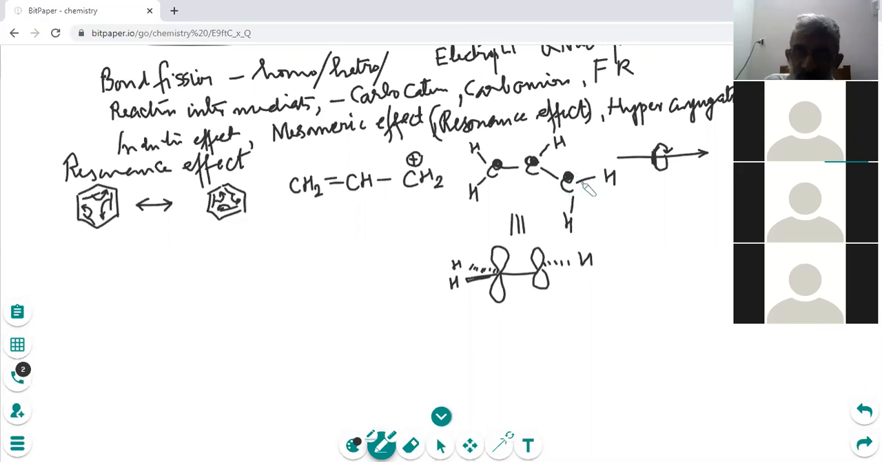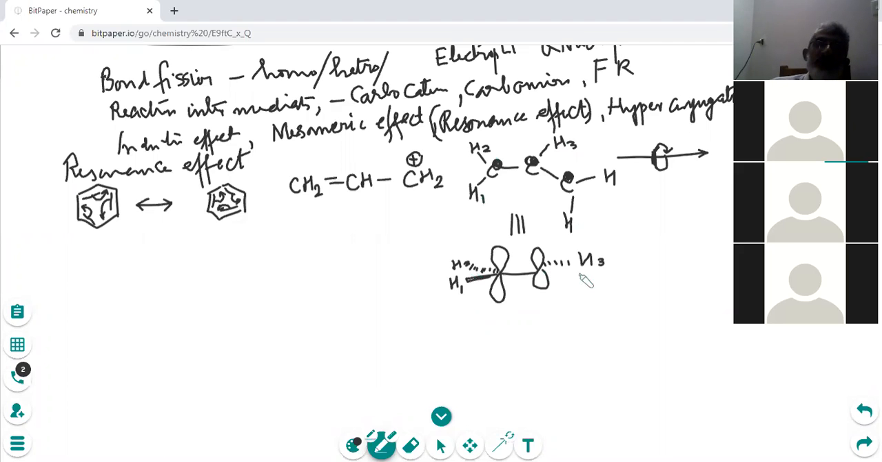Okay. Now this carbon, this bond is on the same side of this hydrogen. See, I will number the hydrogens 1, 2, 3. So here is 1, here is 2, here is 3. Okay. Now, this carbocationic group is on the side of H1.